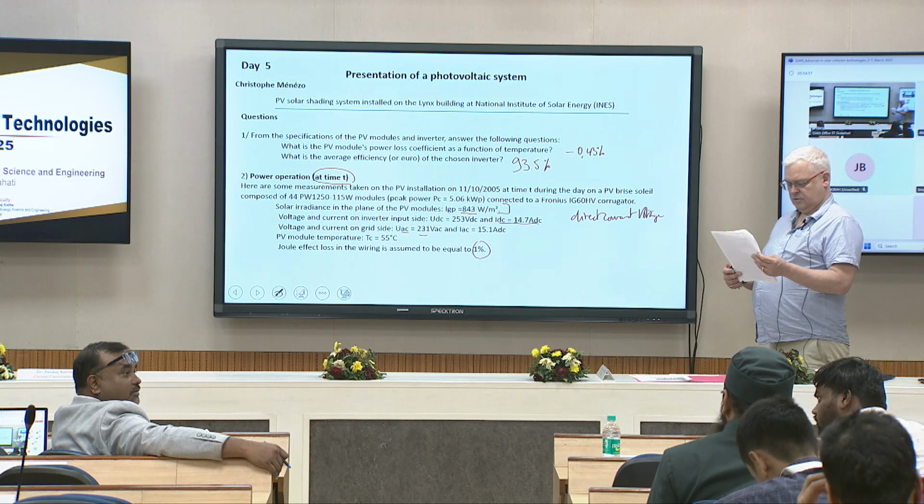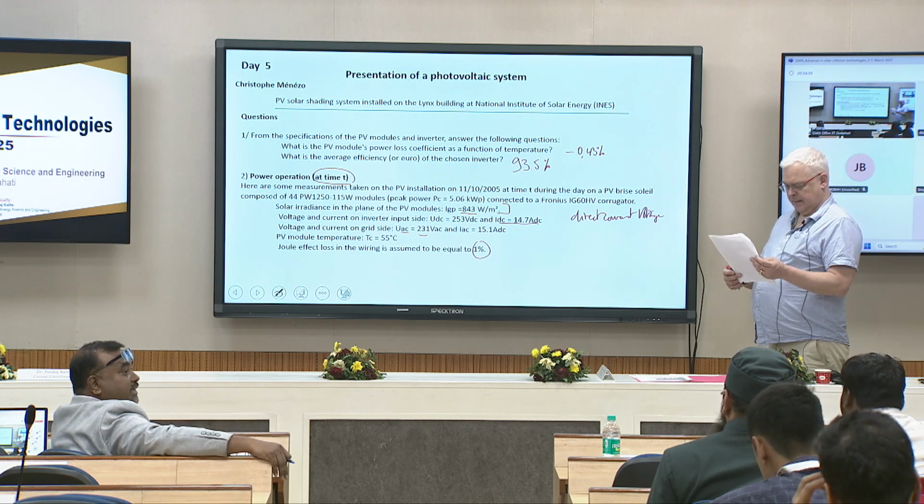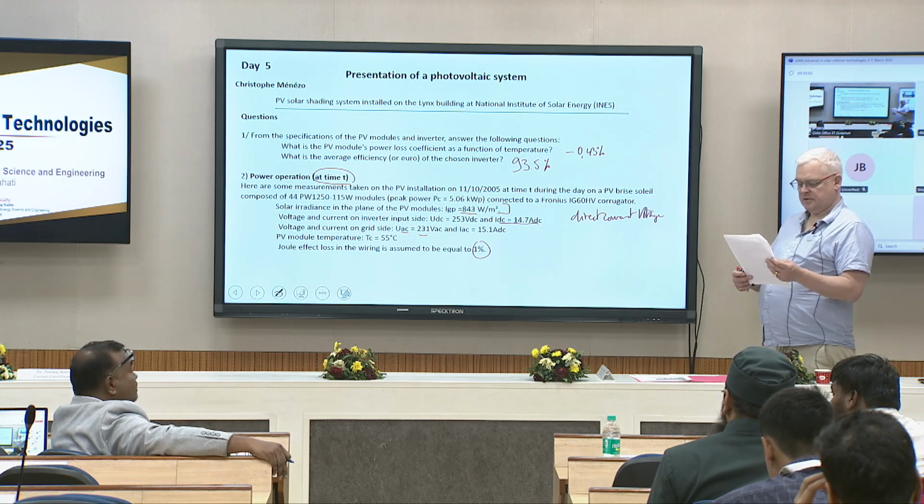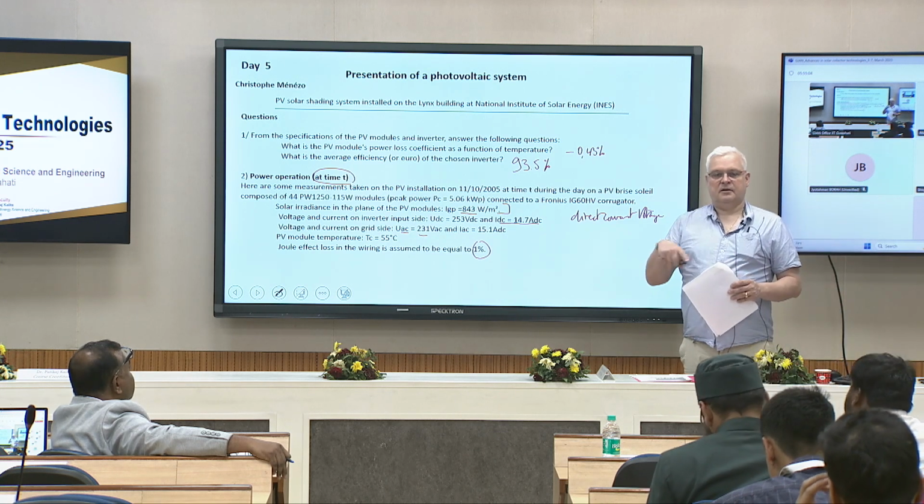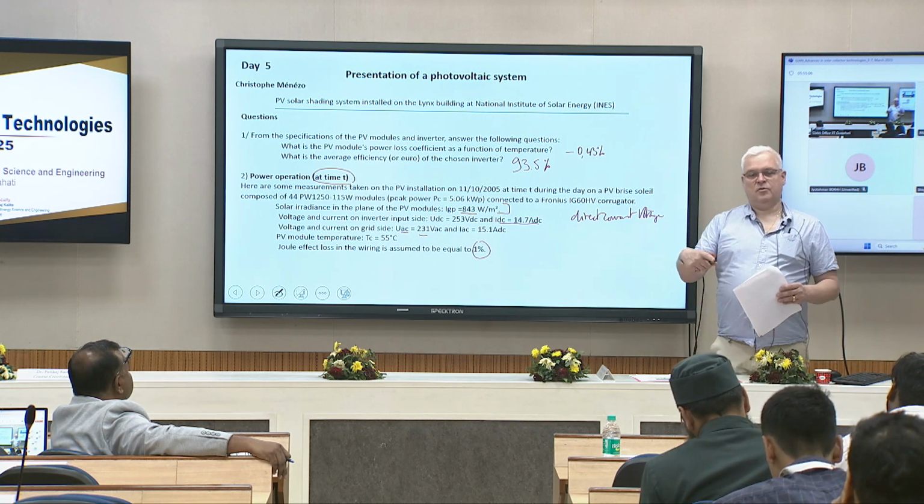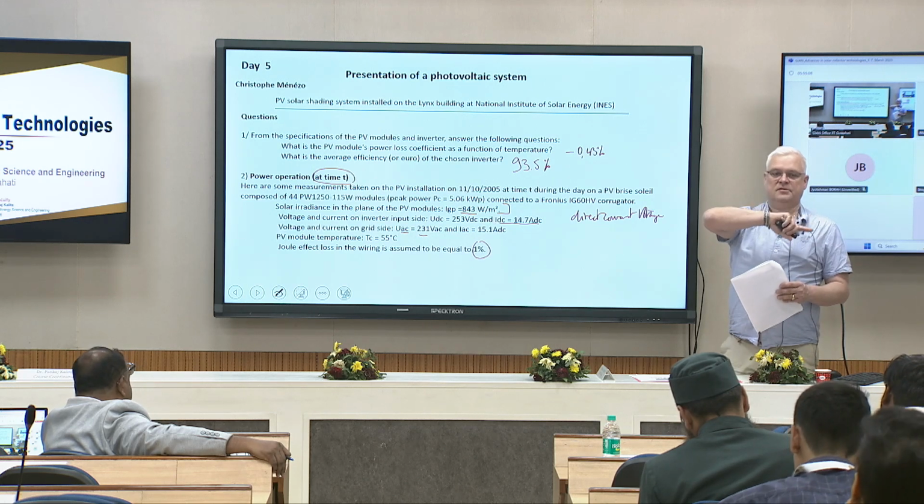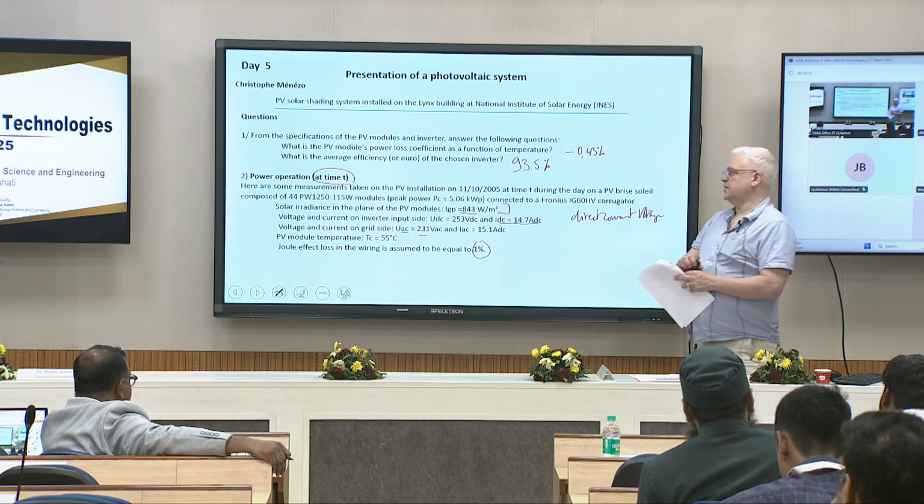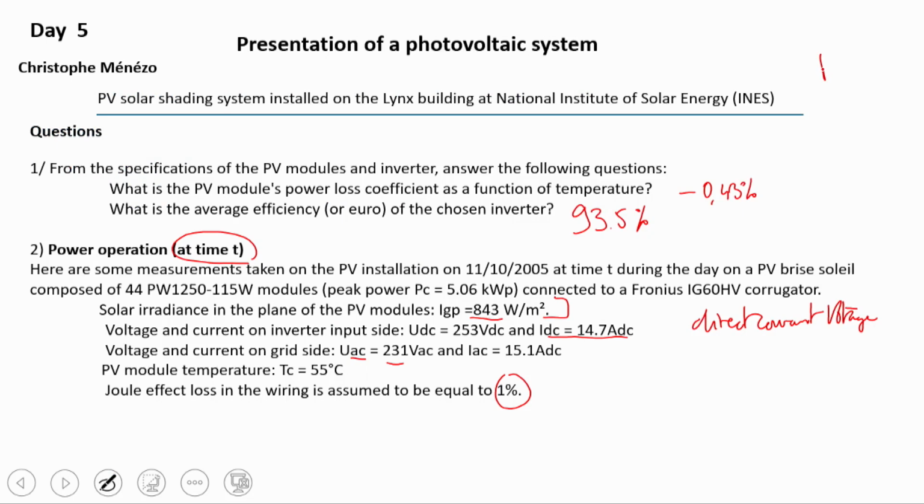Not the temperature of ambience. But depending on the temperature of the cell, if you look at the lecture, we are able to come back to the ambient temperature due to what is called NOCT. It allows going from ambient temperature to Tc. Or if you have Tc, you can also evaluate the ambient temperature.